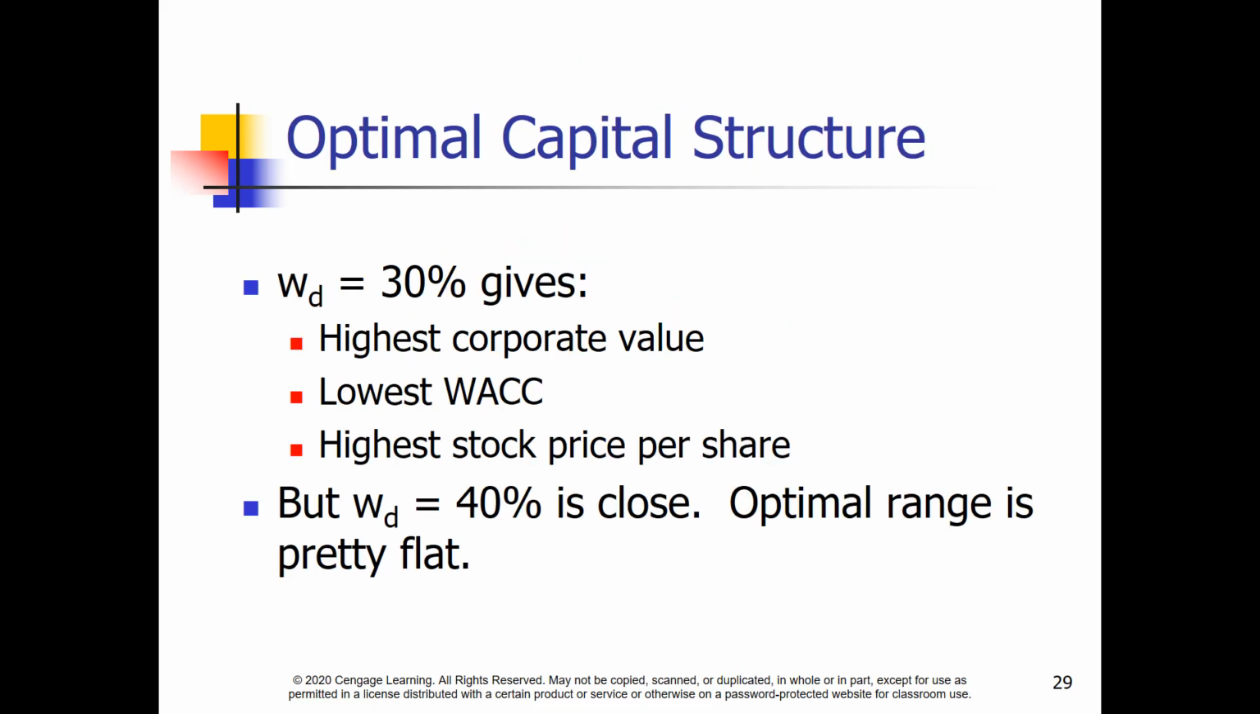The conclusion on Pizza Palace's planned recapitalization: 30% was the optimal level. Highest corporate value, lowest cost of money, highest stock price. Cost of debt at 40% is pretty close, so the optimal range is rather flat in the 30 to 40% range.